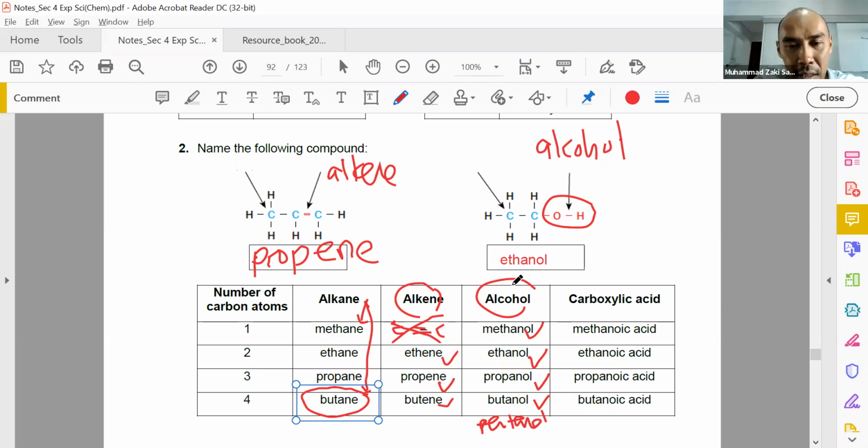Acid, oic acid, remember? Methanoic acid, ethanoic acid, propanoic acid, butanoic acid. Okay, so these are the names of the organic compounds. Any questions?